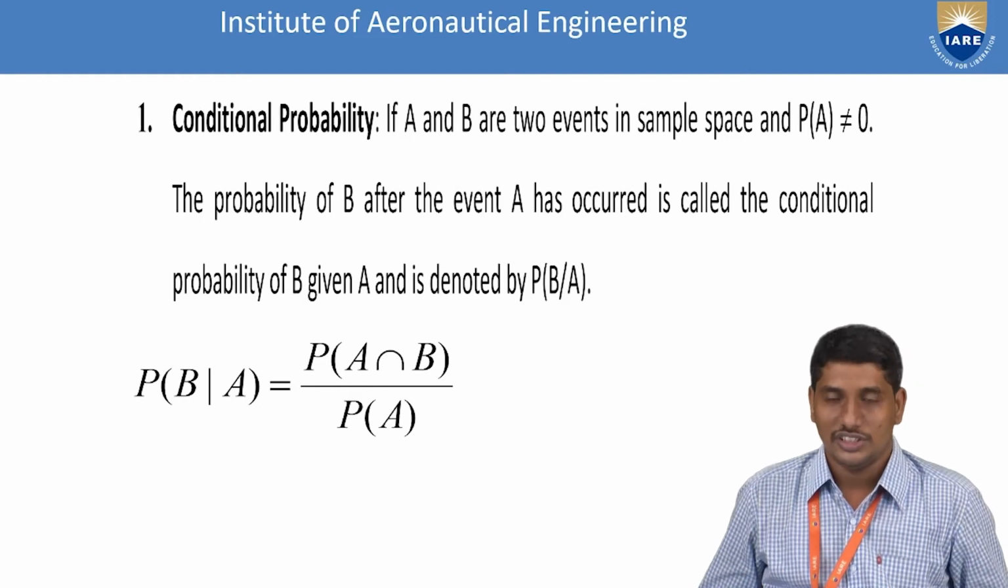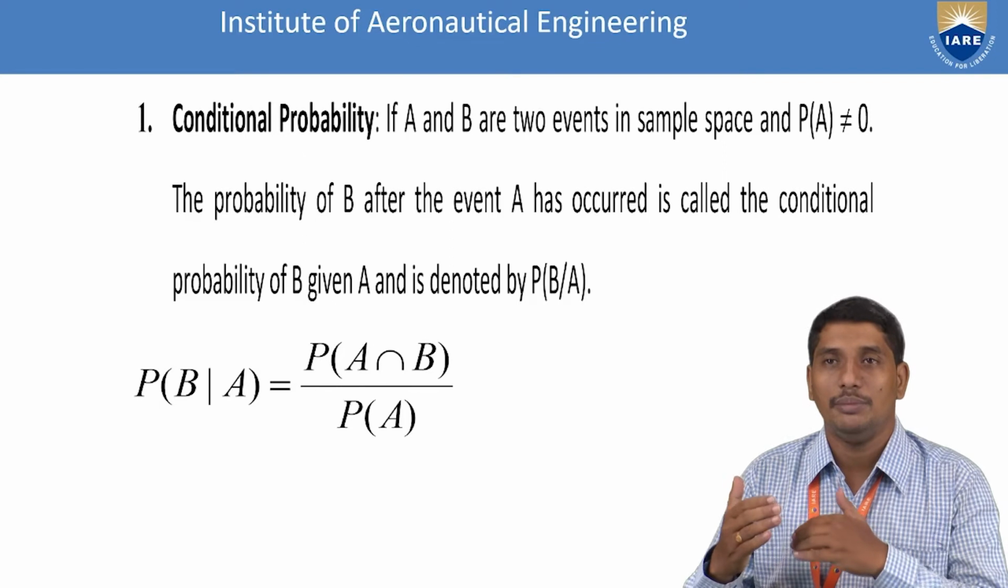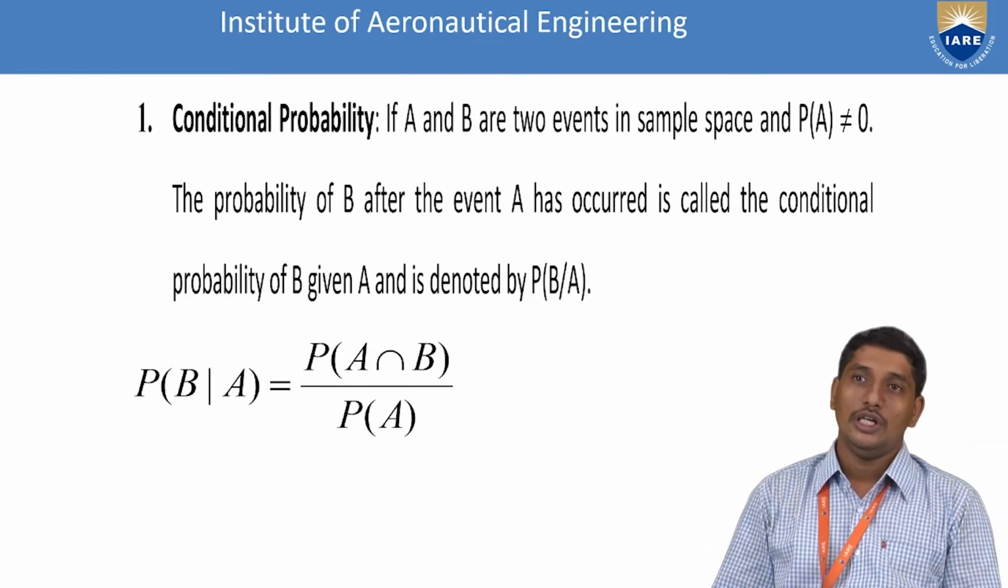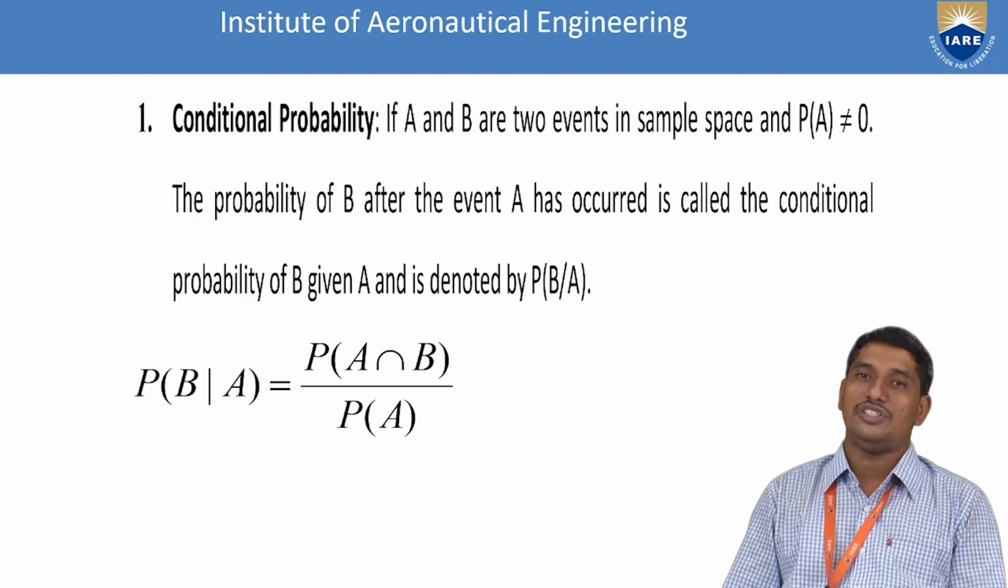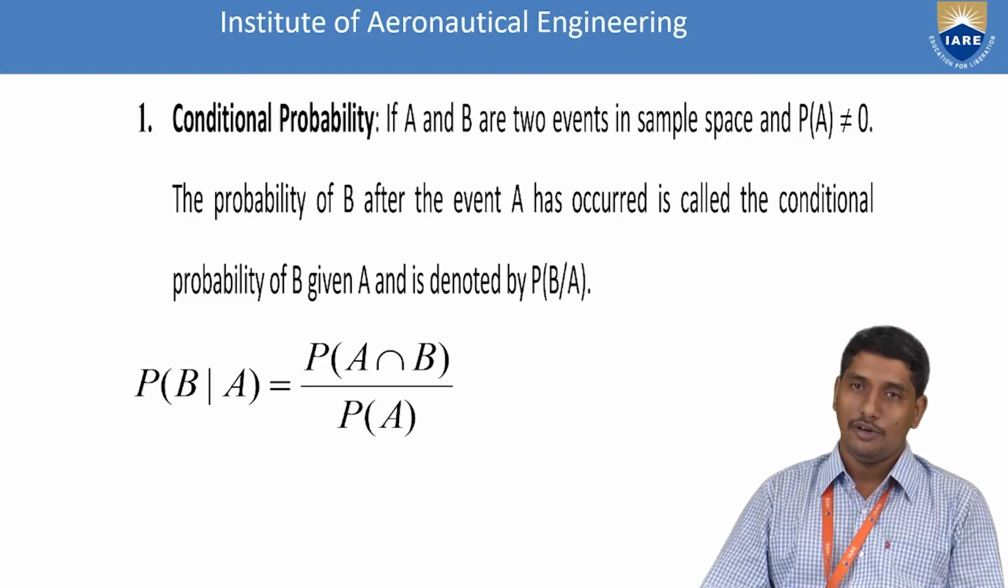So that is called a condition. When you impose a condition, the probability of winning may be reduced or may be increased. That is called conditional probability. So mathematically, P of A given B is defined as P of A intersection B by P of B, and P of B given A is defined as P of B intersection A by P of A.